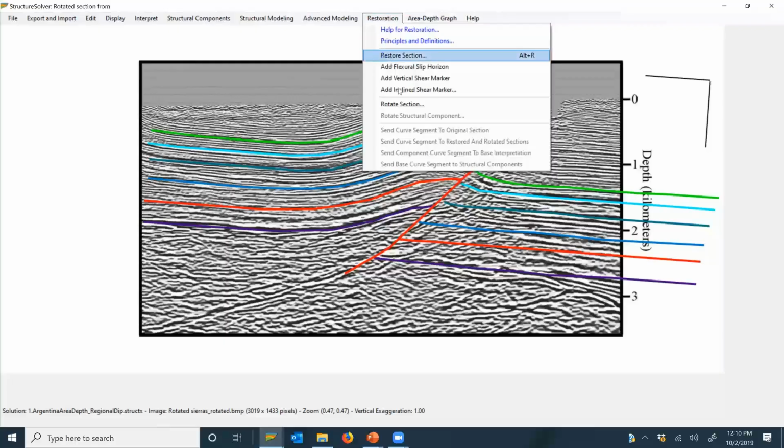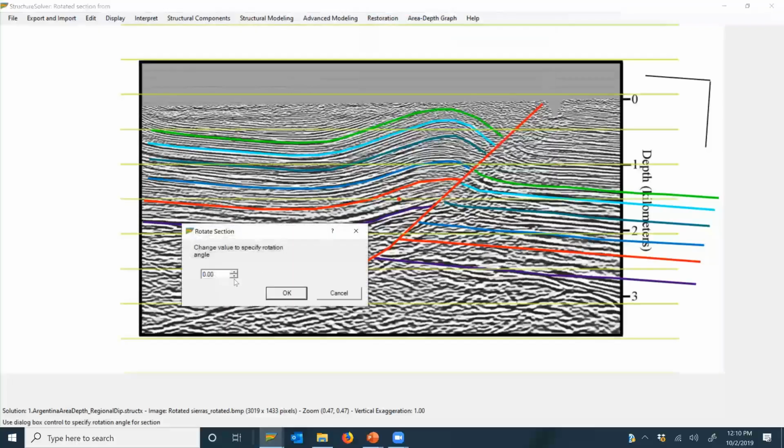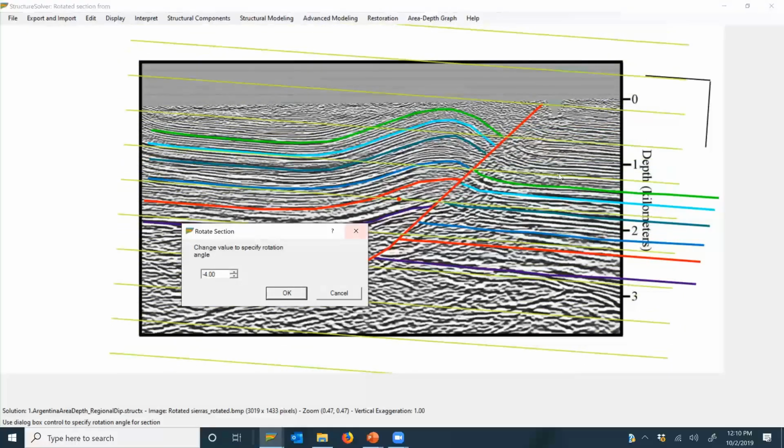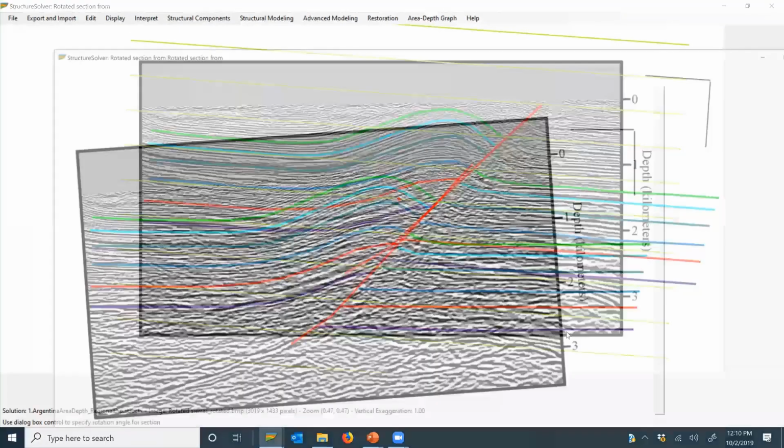So we can handle that by rotating the section to back out the amount of dip in the footwall. And so you can see here that I've got about 4 degrees of rotation, and these are the rotation template lines, and they're about parallel to the footwall. So we'll rotate the section.